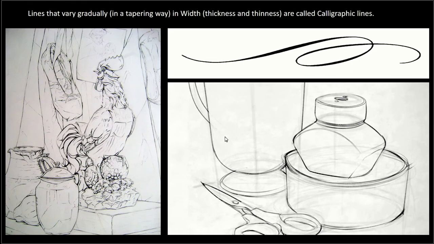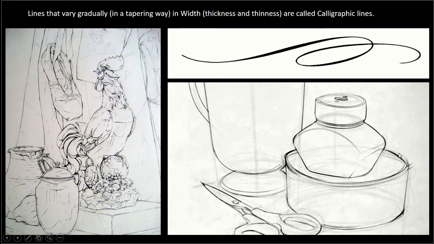Lines that vary gradually in a tapering way in width, thickness and thinness, like this, see how it's thin and then becomes thicker and then thin again, are called calligraphic lines. And those lines have a tendency to create a feeling of dimension as well, because the wider and thicker something is, the closer it feels to you, and the thinner and lighter it is as it goes back in space, the further away it feels from you. So you can actually use that based on what you're seeing in your drawing, in your objects.